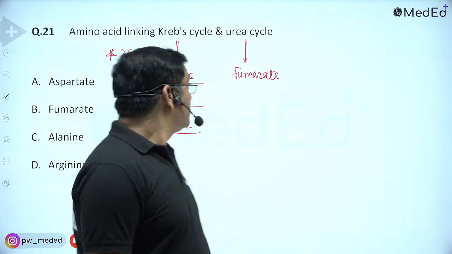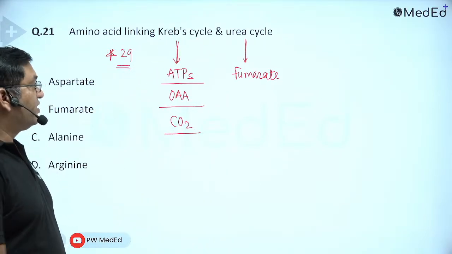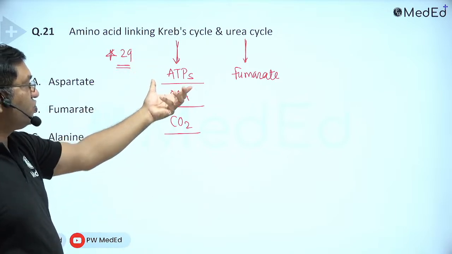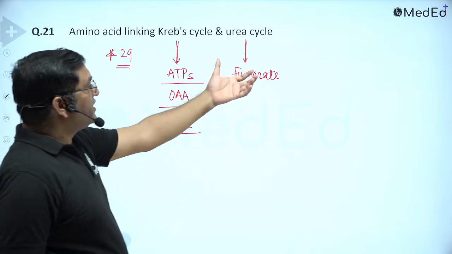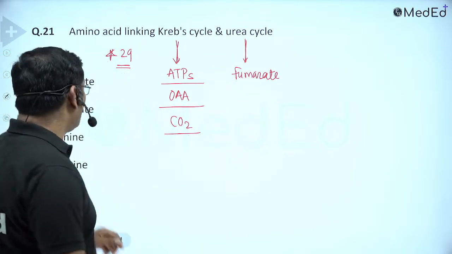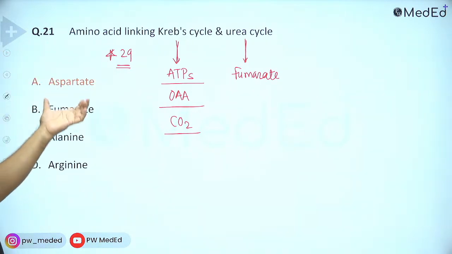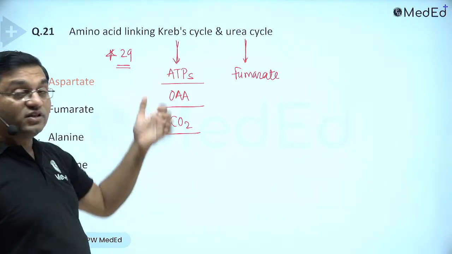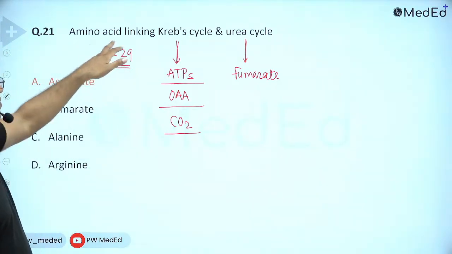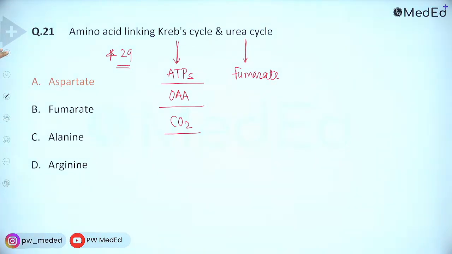Okay. So see, amino acid linking Krebs cycle and urea cycle. In Krebs cycle, there is generation of ATP, oxaloacetic acid and CO2. And in urea cycle, there is generation of fumarate. How are these two cycles linked? Here the answer is aspartate and fumarate. But here they are asking about the amino acid.